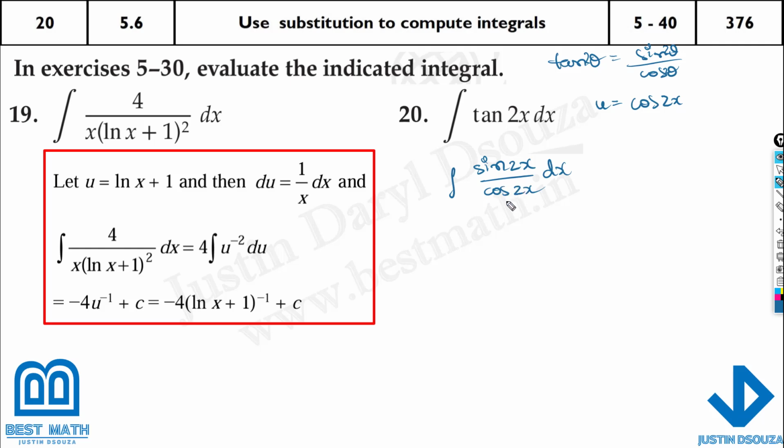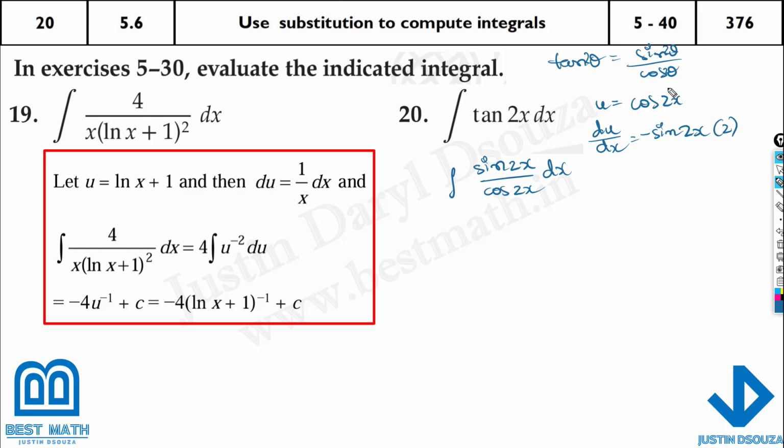Here, what is down? The denominator is considered to be u. Now let's derive this. du by dx would be equal to minus sine 2x. Now it's not over. There's a chain rule. Once this is done, whatever is inside is also derived. It's 2. This is the chain rule. Cosine 2x derivative is minus sine 2x.